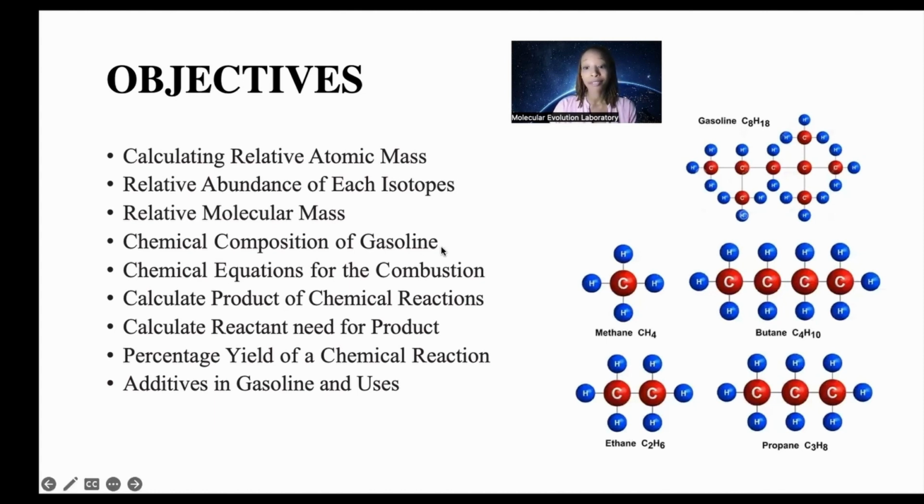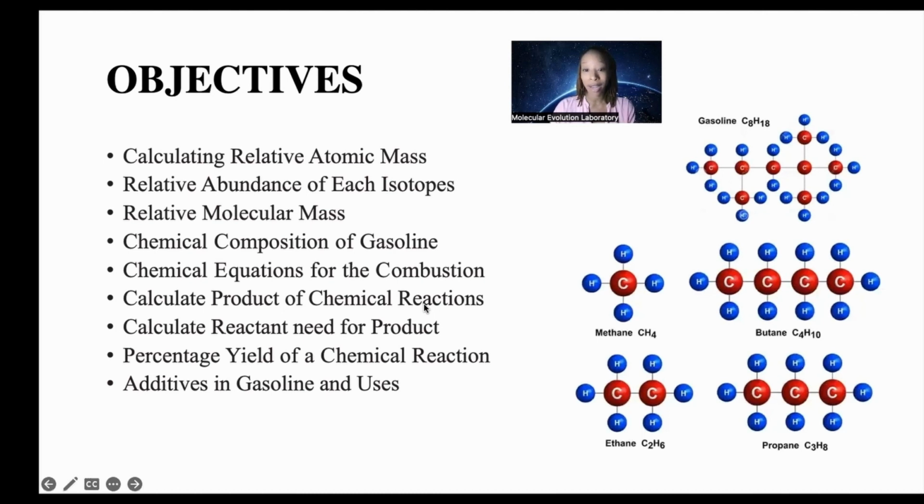Chemical composition of gasoline, as we say, it's very simple. They're mostly hydrocarbons. So as we can see here, these are different examples of hydrocarbon: methane, ethane, propane, butane, the most common 4 hydrocarbons. Methane comprises of 1 carbon, 4 hydrogen. Ethane comprises 2 carbon, 6 hydrogen. Propane comprises 3 carbons, 8 hydrogen. Butane comprises 4 carbons, 10 hydrogen.